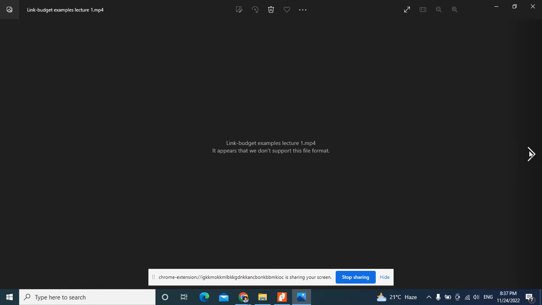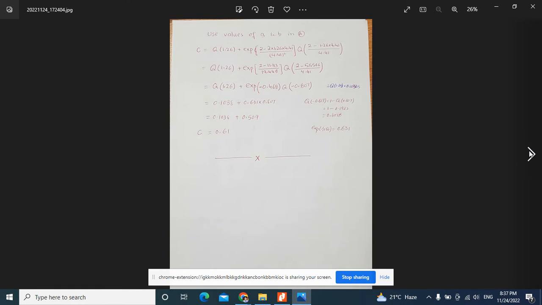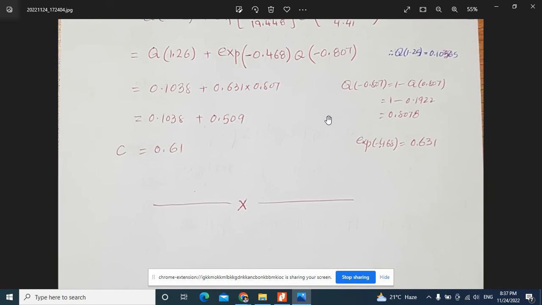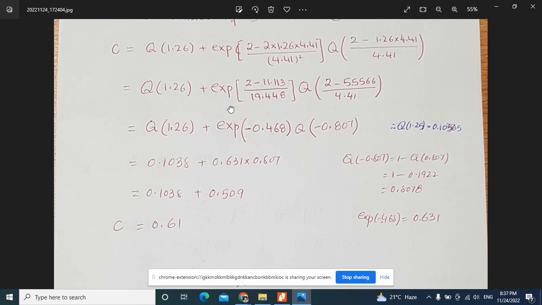So how can you calculate the value of A? You can use all these values in this equation. So C is equal to the value of A, which was 1.26, exponential 2 minus 2 multiplied by 1.26 multiplied by 4.41, and then divided by the whole square, and then Q2 minus A multiplied by B, divided by B. Okay, so you just enter all these values so you can see these results.